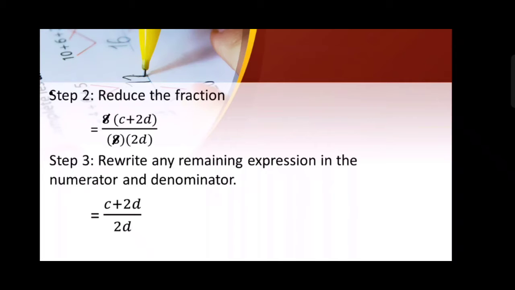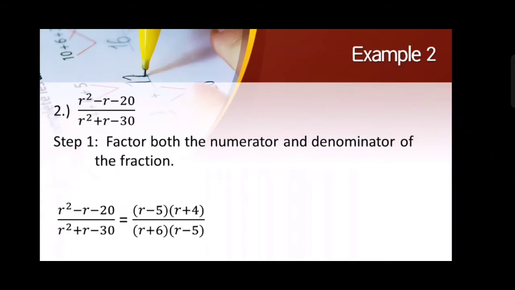So let's proceed to example number 2. r squared minus r minus 20 over r squared plus r minus 30. Step 1. Factor both the numerator and denominator of the fraction. The numerator can be factored into r minus 5 and r plus 4, while the denominator can be factored into r plus 6 and r minus 5. So let's proceed to step 2.